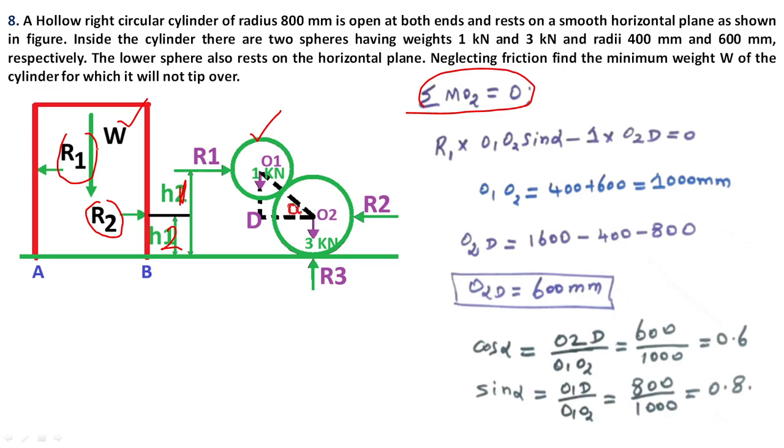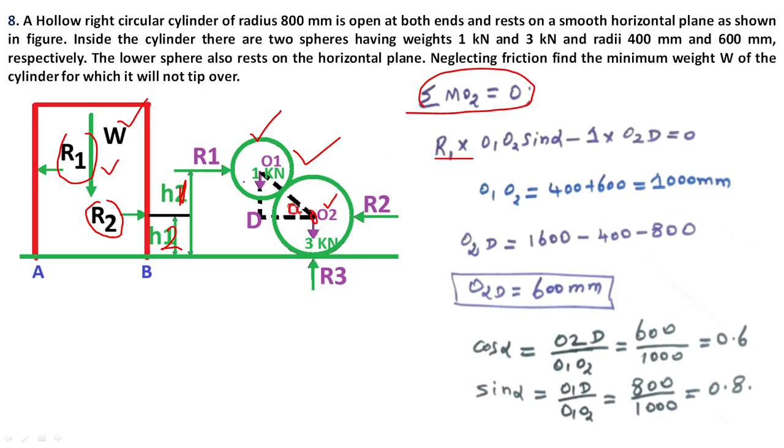It is possible to find the R1 and R2 values only by using the sphere. We cannot find the R1 and R2 values using the cylinder. So first find the R1 and R2 values. First take the moment about point O2, M O2. This is R1.